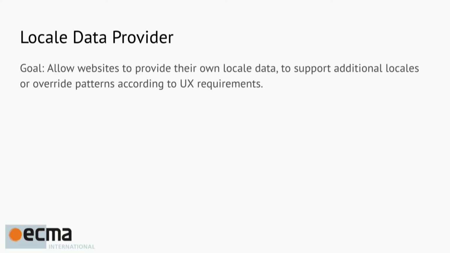So a goal for this would be to allow websites to provide their own locale data to support additional locales, to override patterns. Because what happens is we can decide what seems to be appropriate in general for a locale, but different applications can have different requirements for different UX reasons. And so having the ability to provide that data and plug that in would be a useful feature.